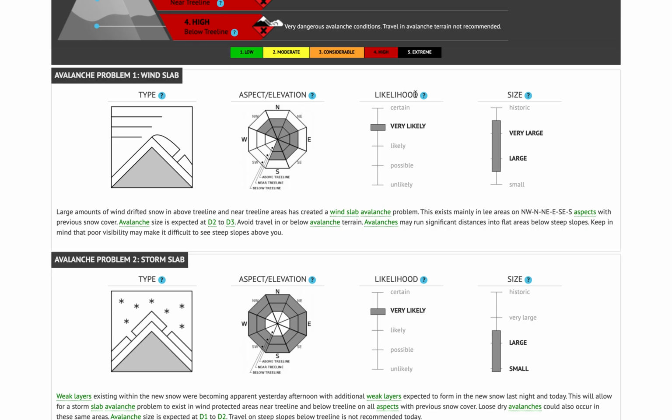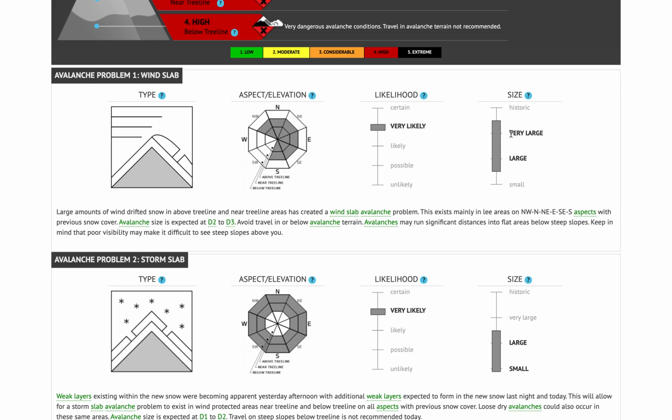Then the likelihood is how likely an avalanche is to trigger, this certain type of avalanche to trigger. So again, this is on a 5-point scale from unlikely, possible, likely, very likely, and certain. So this is just how easy is it to trigger this kind of avalanche. And then you have size, which goes small to historic. Historic is one of the bigger avalanches in the area in recent history.